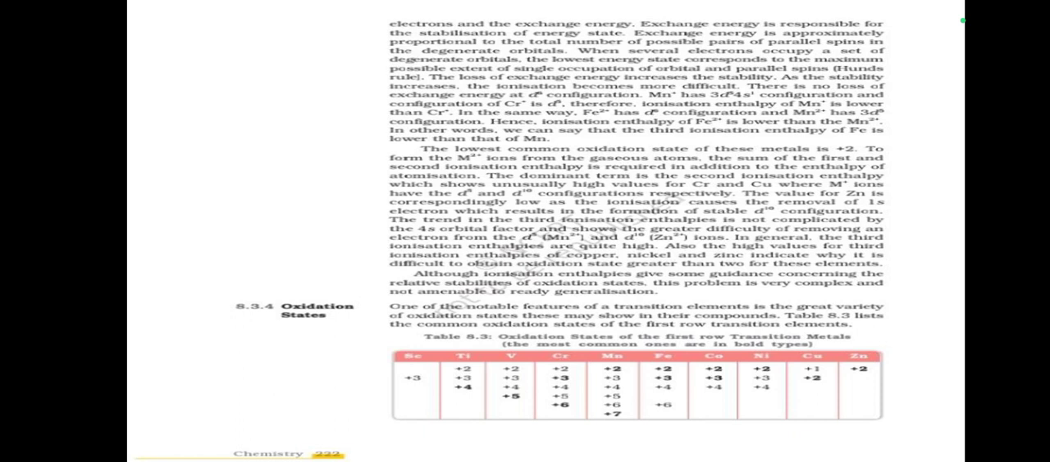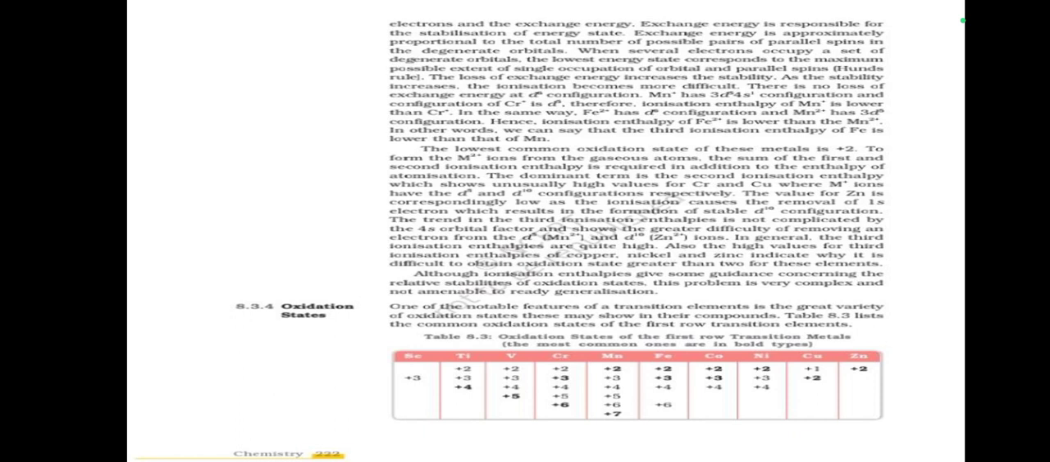Mn positive has a 3d5 4s1 configuration, and Cr positive has a d5 configuration. Therefore, the ionization enthalpy of Mn positive is lower than that of Cr positive. In the same way, Fe positive has a d6 configuration and Mn positive has a 3d5 configuration, hence the ionization enthalpy of Fe positive is lower than that of Mn positive. In other words, the third ionization enthalpy of Fe is lower than that of Mn.